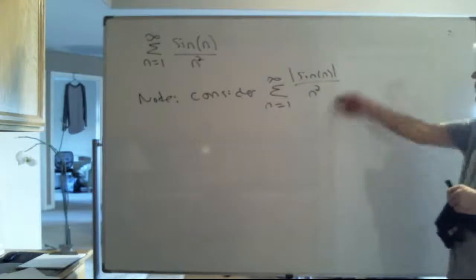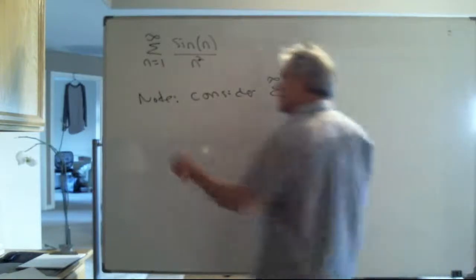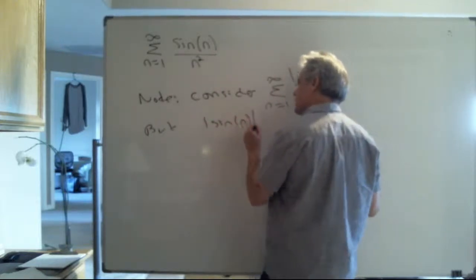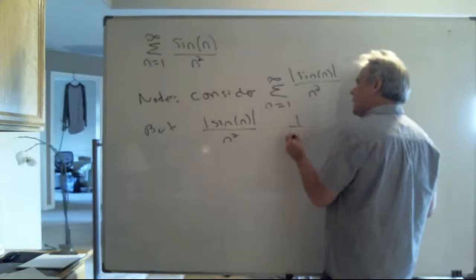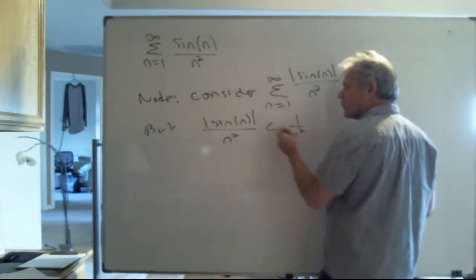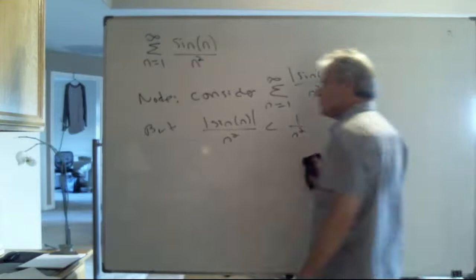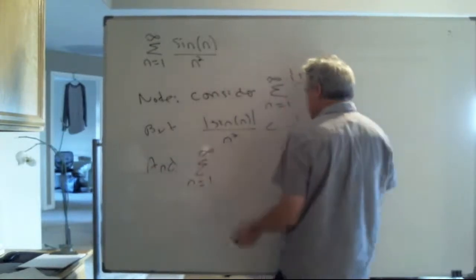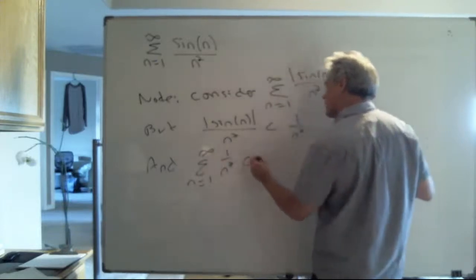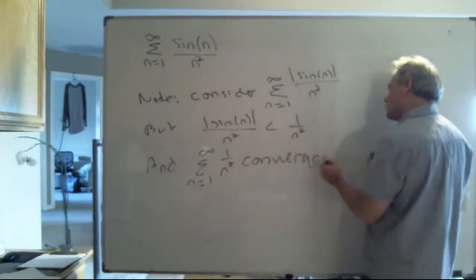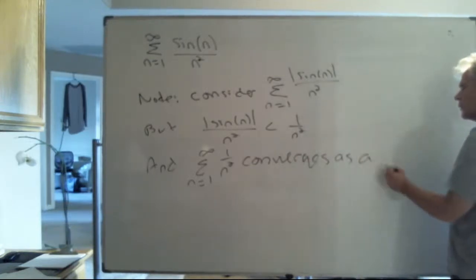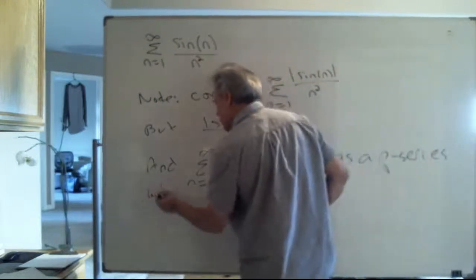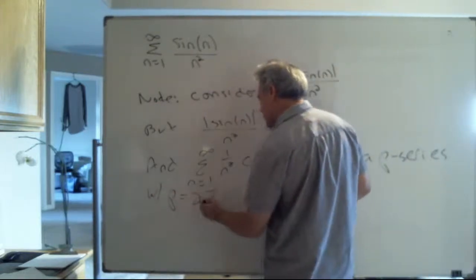So here I go. I'll consider a whole new series, but this and this are intimately related. There's a relationship. That being the case, notice that that's the nth term. That's a p-series with p being equal to 2, which is strictly greater than 1.